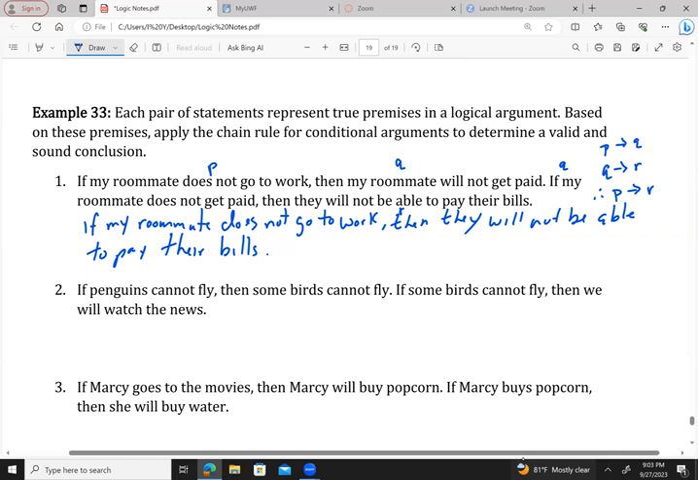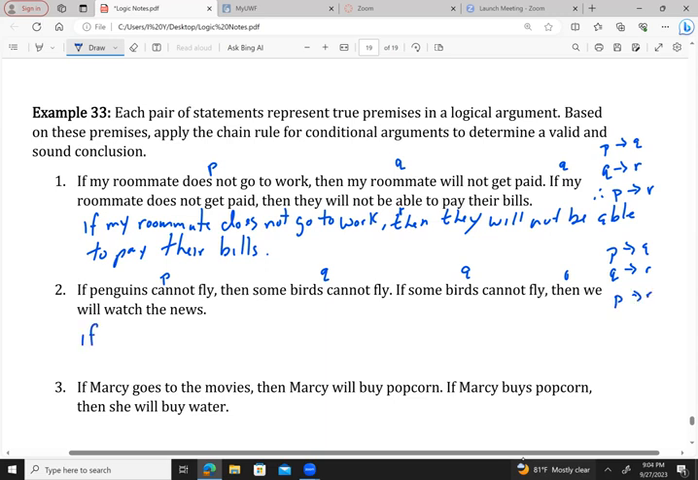Okay, so let's look at the next one here. If penguins cannot fly, we'll label that as P. Then some birds cannot fly, we'll label that as Q. If some birds cannot fly, again, this is Q, then we will watch the news, and this is R. So again, I'm looking at if P, then Q, if Q, then R. So I'm looking for P, then R.